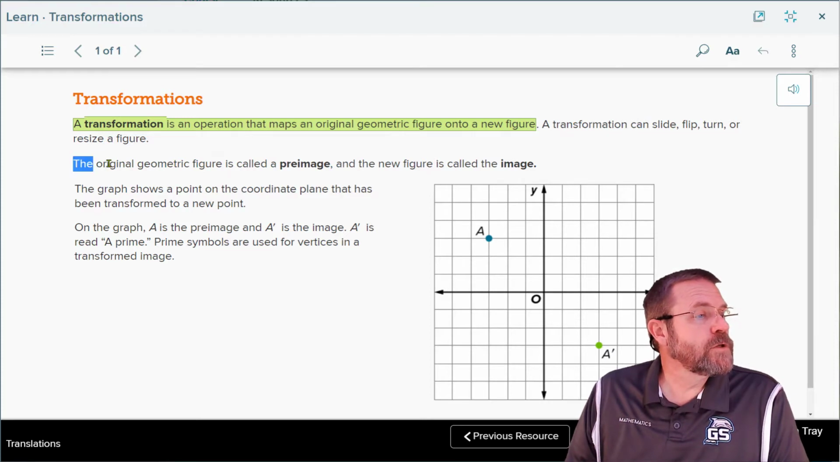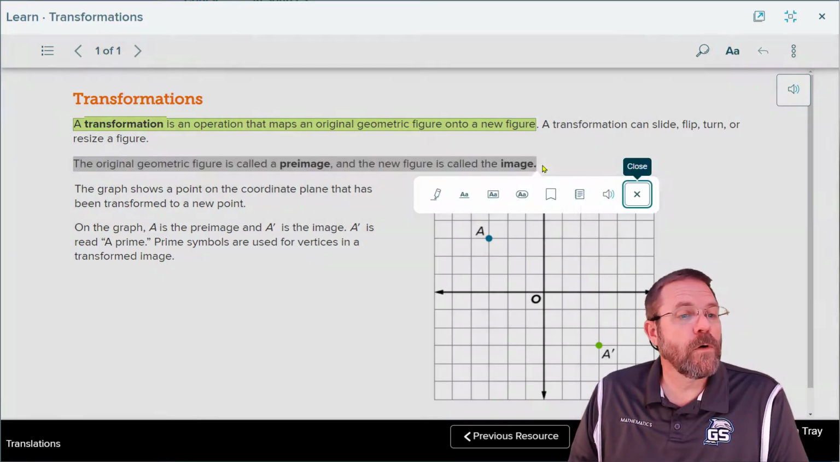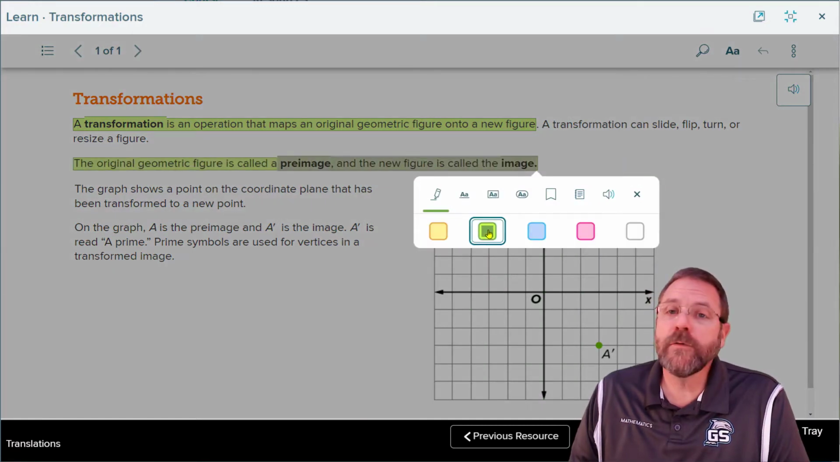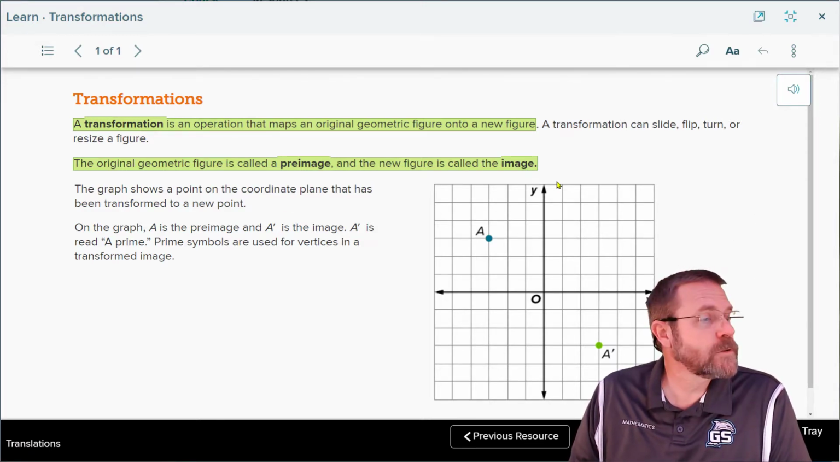The original geometric figure is called a pre-image, and the new figure is called an image. These are brand new vocabulary terms for me. I've been doing this for nearly a quarter of a century, and I have never heard it referred to that way, so I'm learning things too.